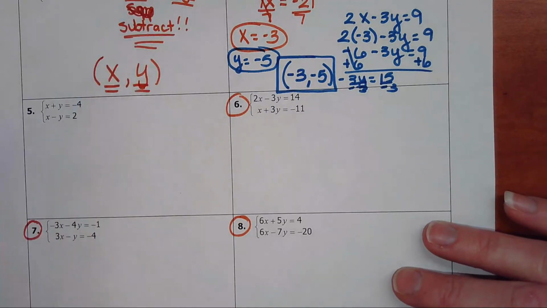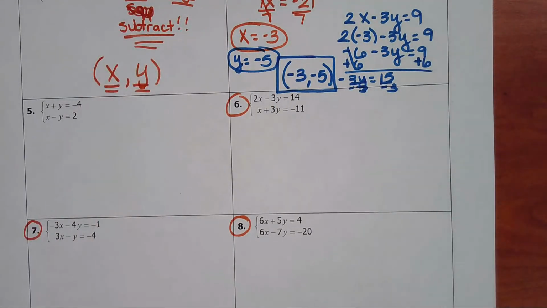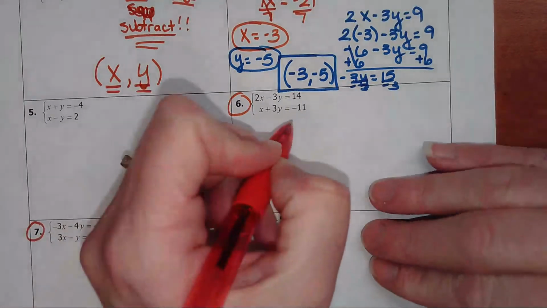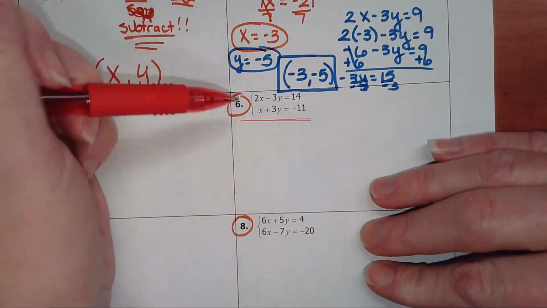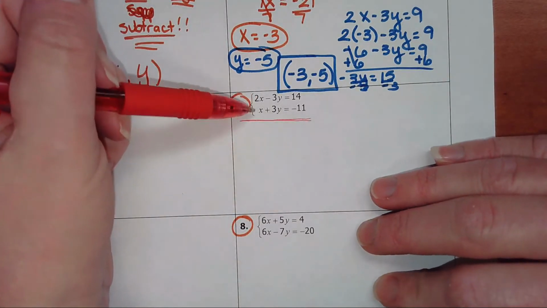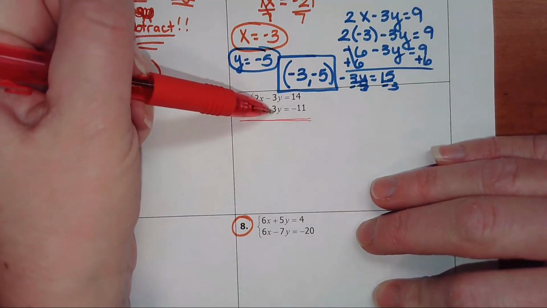Everything is lined up, which is great. That's what you always need to start out with, making sure they're lined up. Once they're lined up, then you need to determine whether you are going to add or subtract. So, my x's are not the same number. My y's are, though. I have a 3 and a 3.